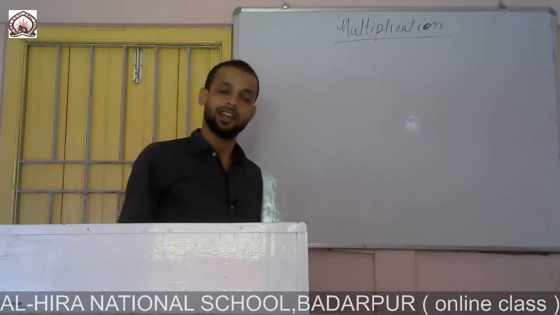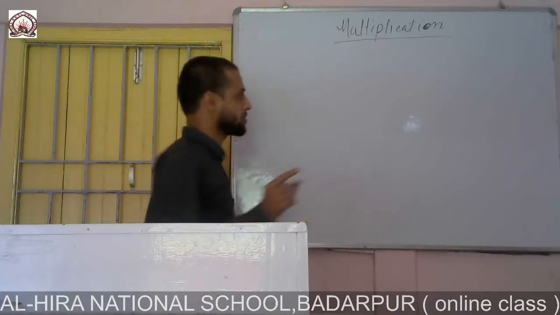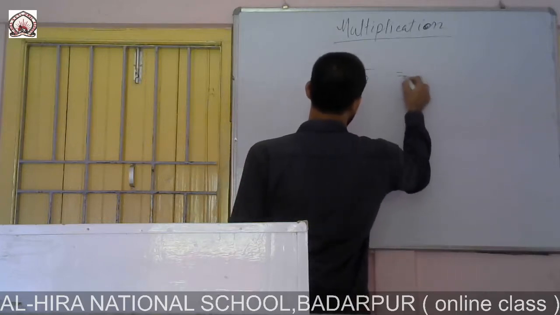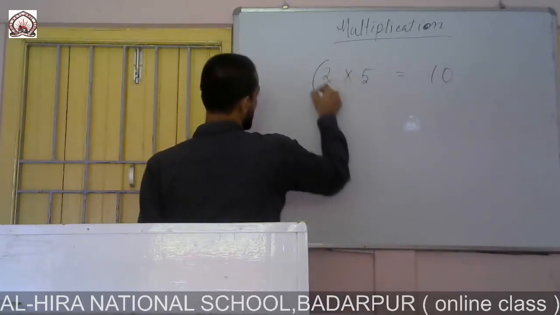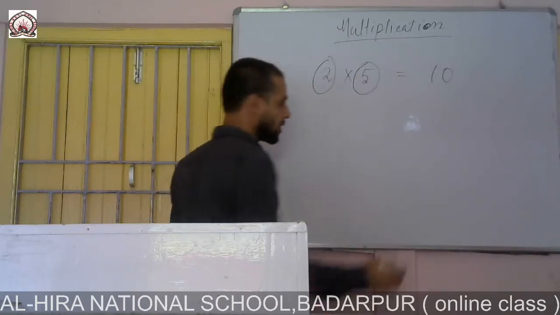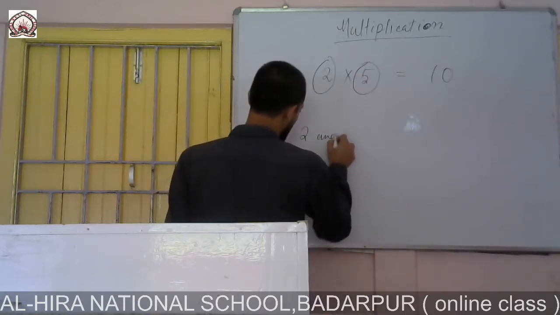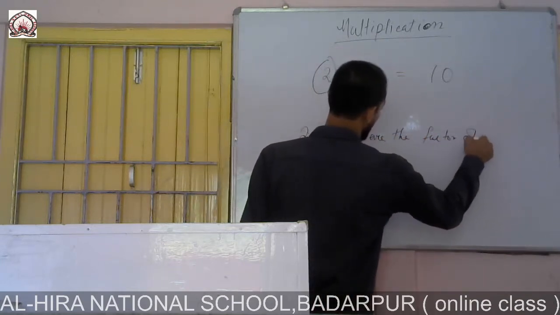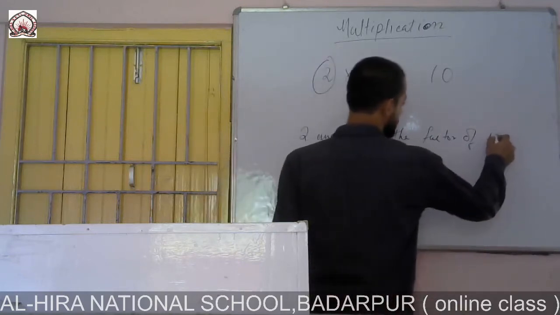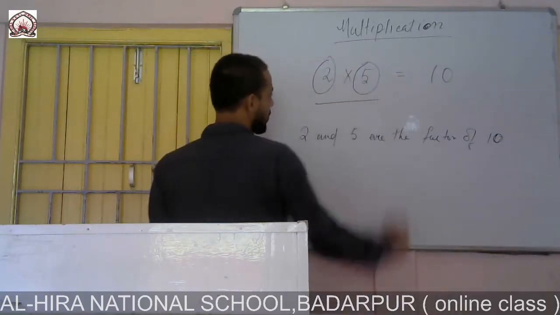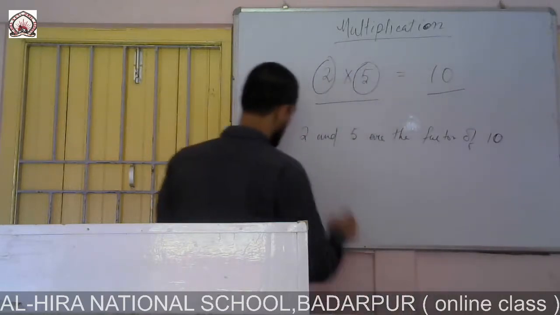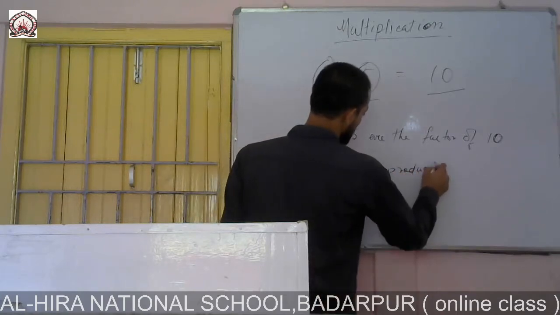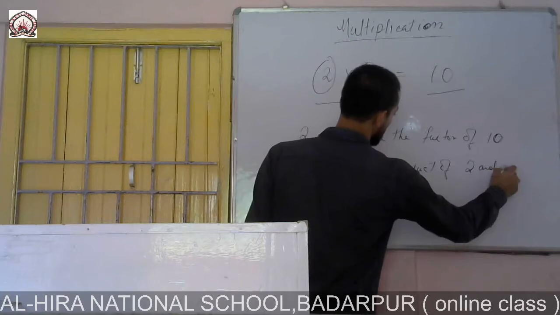Multiplication means repeated addition. So here I will get two things, that is product and factors. Suppose 2 multiplied by 5 equals 10. So these two numbers, 2 and 5, are the factors of 10, and this is the product. So we can say 10 is the product of 2 and 5.